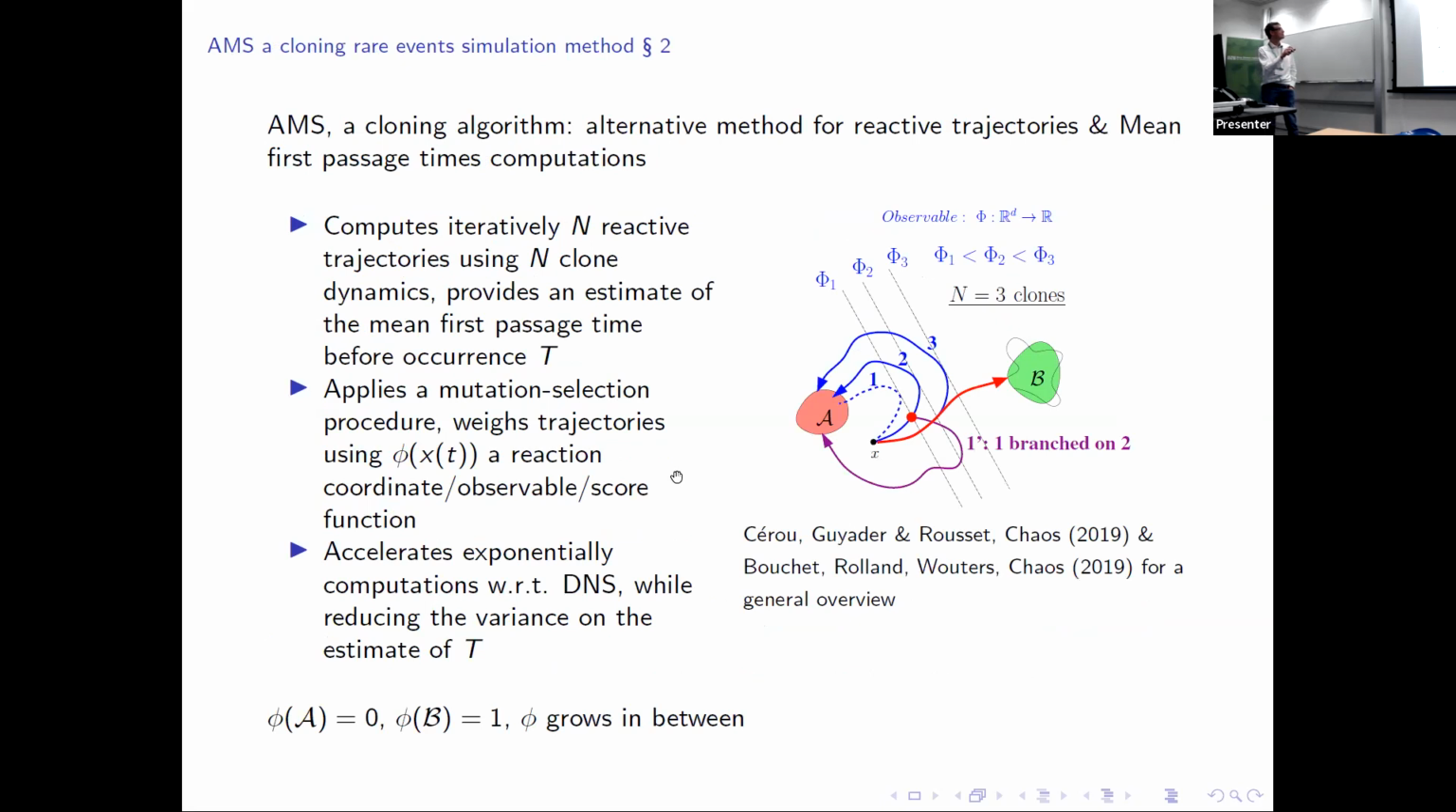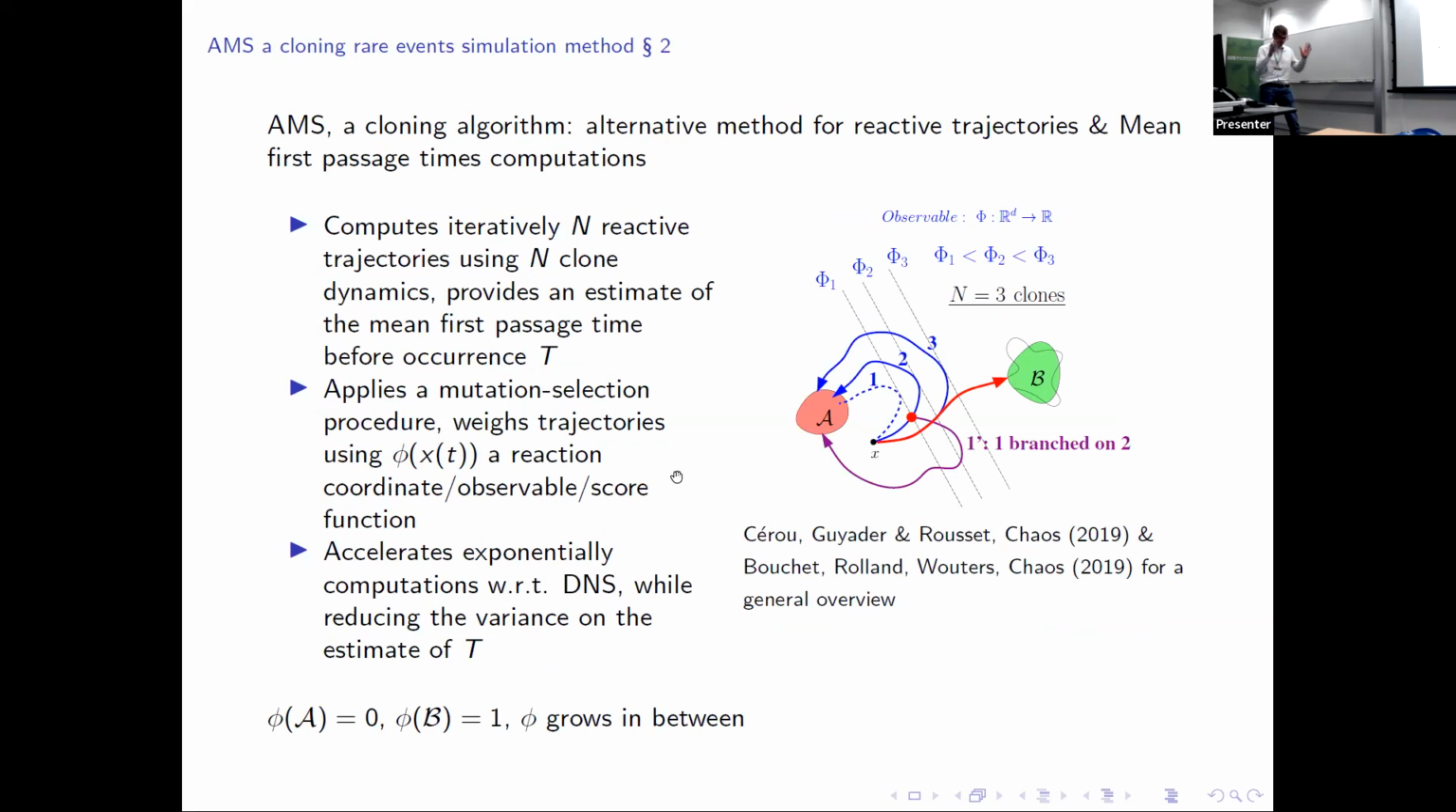There are many different rare event simulation methods, and one method I've used is called adaptive multilevel splitting, or AMS. It's a cloning algorithm. It's a method to simulate very rapidly the reactive trajectories and the mean first passage time. So how does it work?